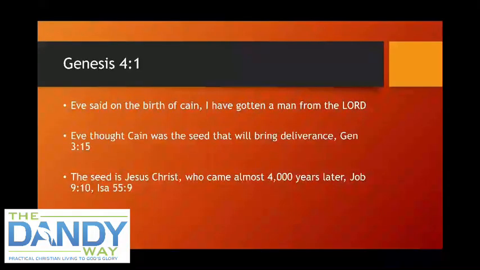But instead of deliverance, what Cain brought was murder. Okay, so she was wrong. Cain was not the seed. All right, the seed is Jesus Christ, who came almost 4,000 years later. Okay, and if you can quickly read Job chapter 9 verse 10. It tells us God's ways are higher than our ways. God is amazing. All right. Job chapter 9 verse 10: He does great things past finding out, yes, wonders without number. God's ways are past finding out.